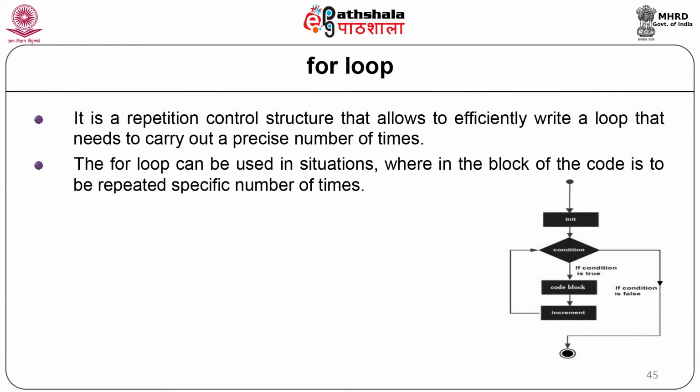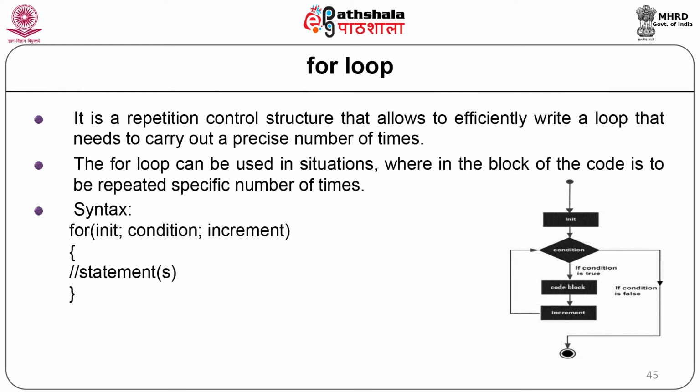As you can see in the flow chart, it starts with the initial condition. If the condition is true, then the code block is executed, the increment operation takes place and again the condition is checked. Whenever the condition becomes false, it comes to the end. The syntax is: for, the init statement, next a condition statement, next an increment or decrement, starting of the for loop, the block of statements, end of the for loop.